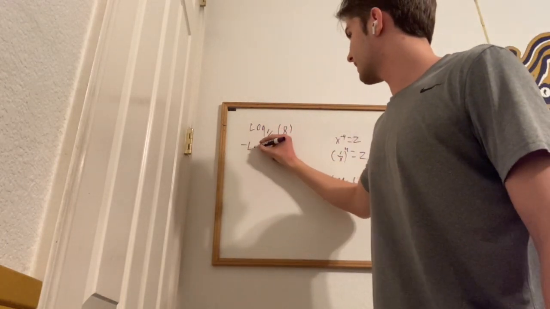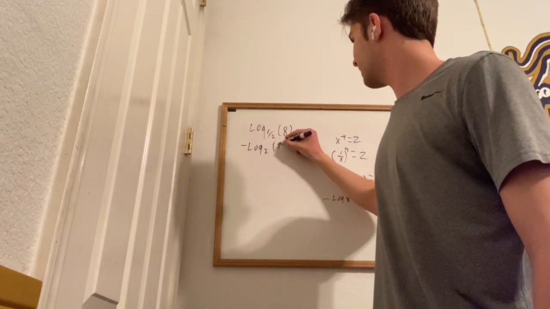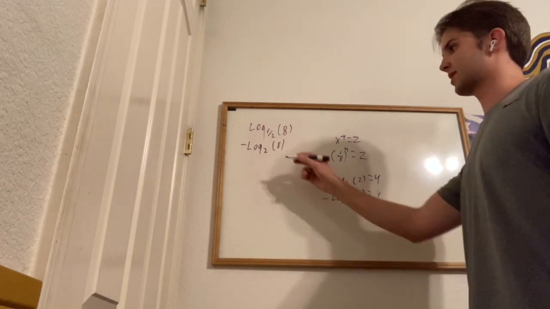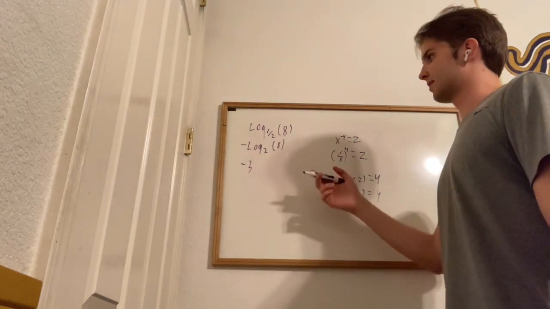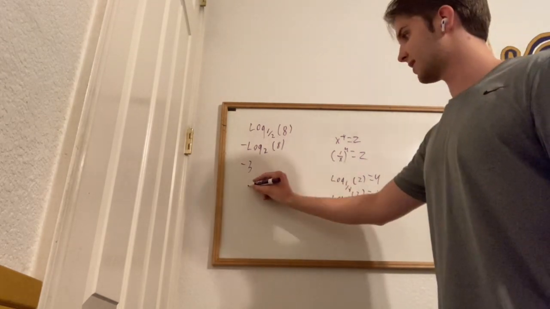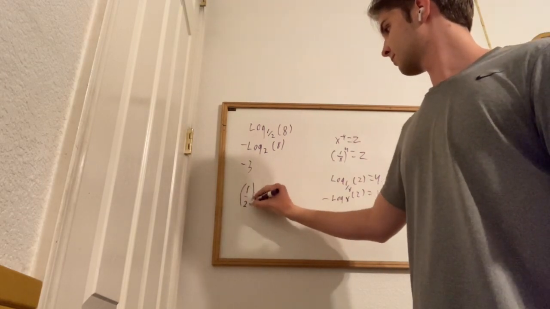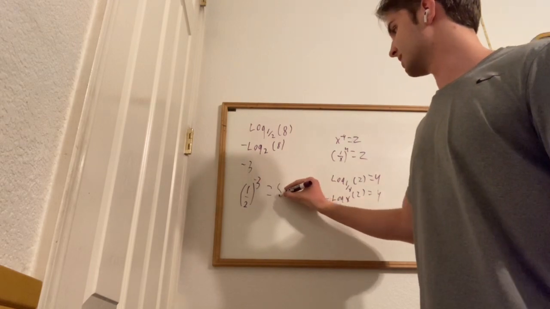So if we were to rewrite that as negative log base 2 of 8, well, you can actually solve this with repeated divisions. You're going to get 3. So the answer is negative 3. And that works. 1/2 to the negative 3 equals 8.